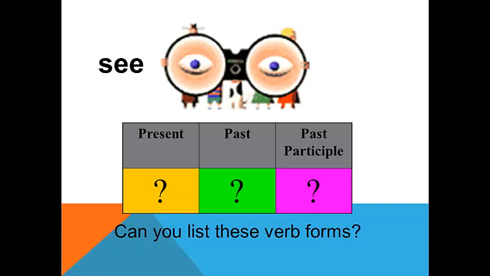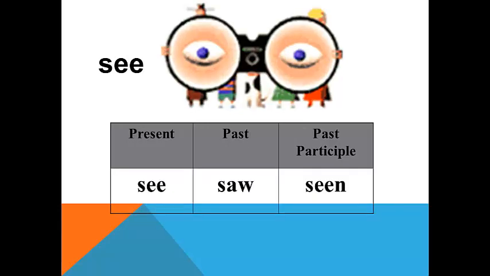What about the verb see? Usually when we see, we can talk about movies, we can talk about television also, we can talk about the city, or you can see also images, pictures, people, and so on. Present form, see. Past form, saw. Past participle, seen. I see you soon. I can see the city.